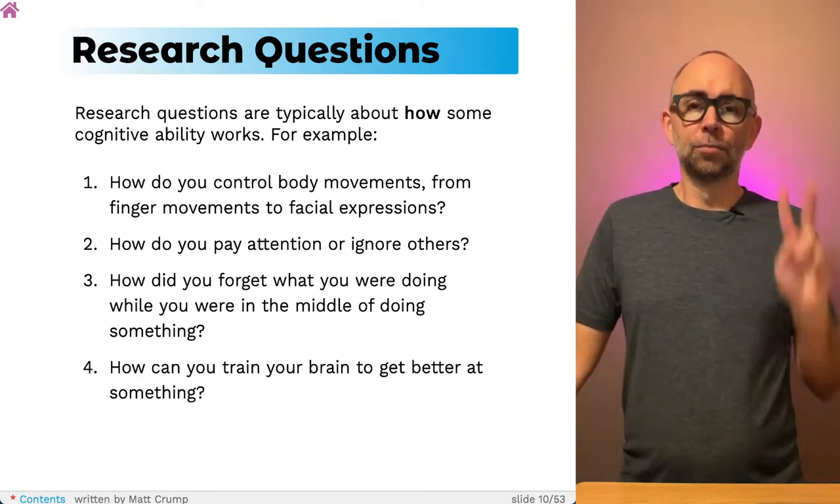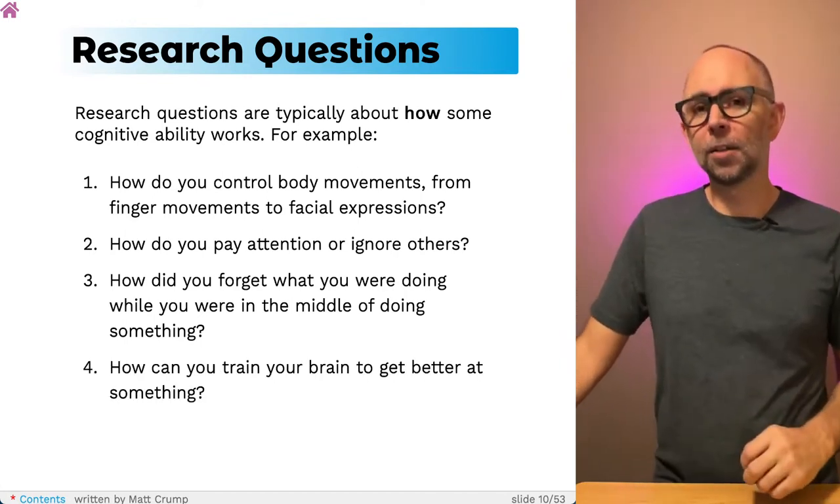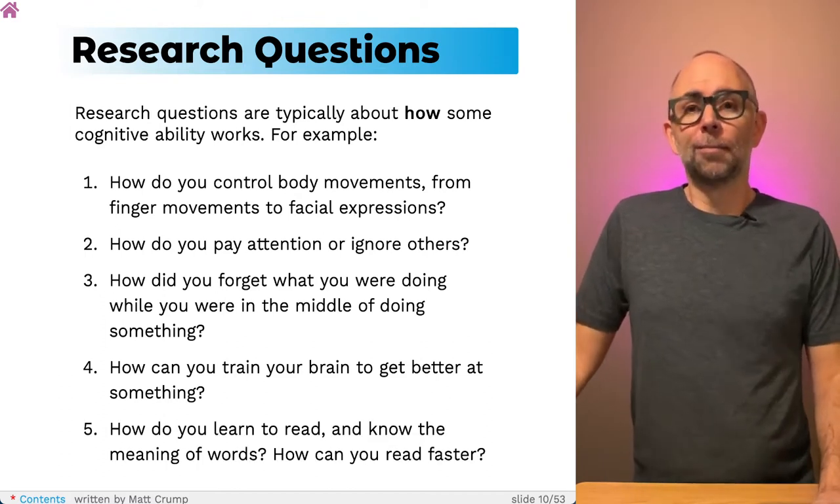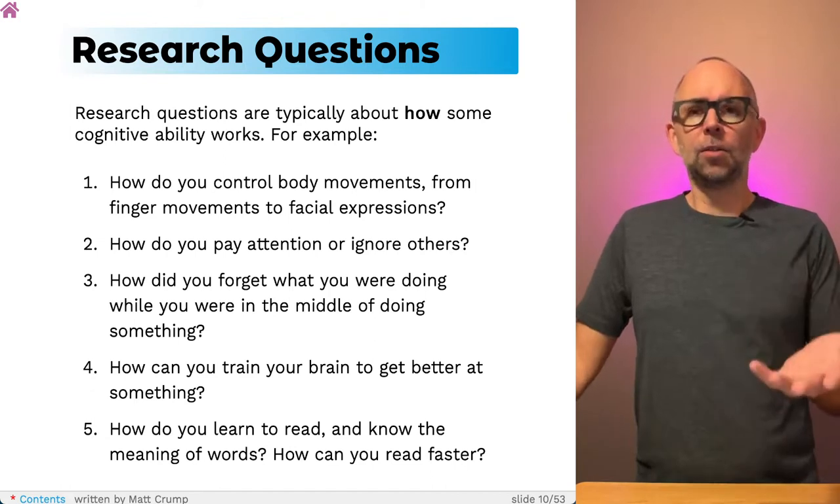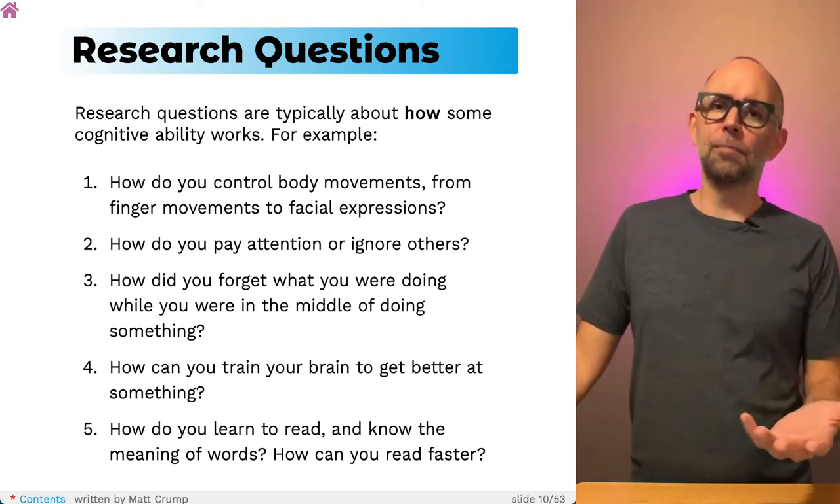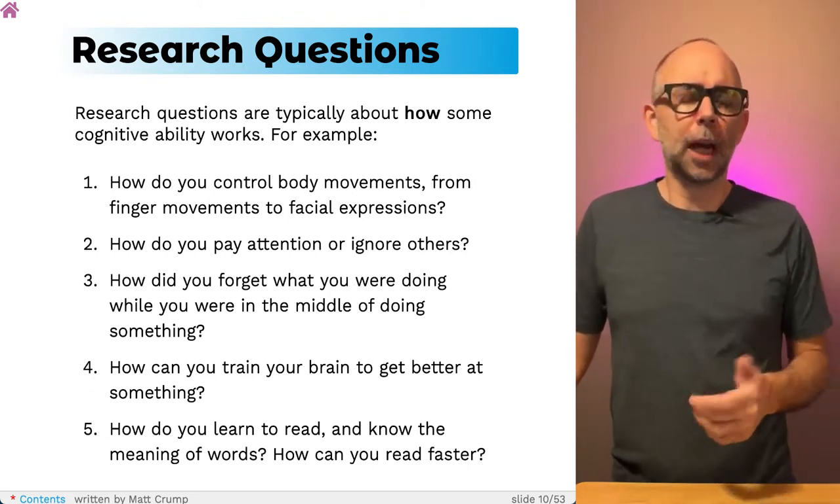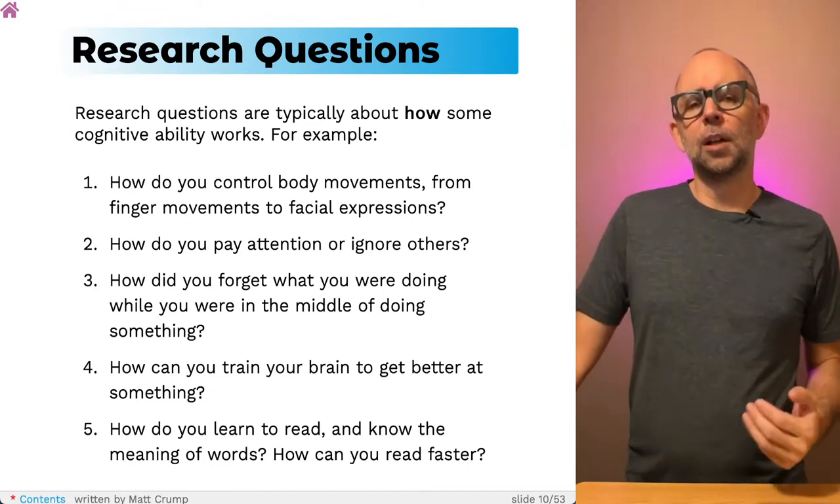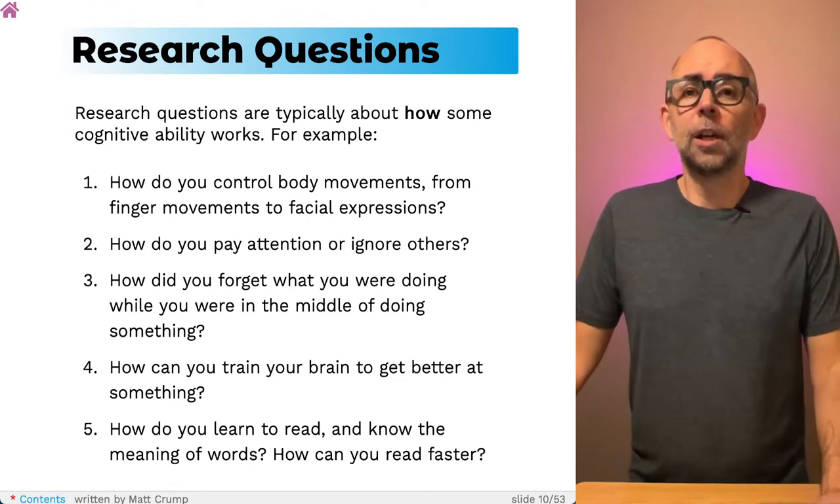Is it possible to train your brain to get better at different cognitive abilities? How about things like language? How do you learn to read? How do you know the meaning of words? And how can you learn to read faster? This is just a very short list of possible research questions. There's many more.